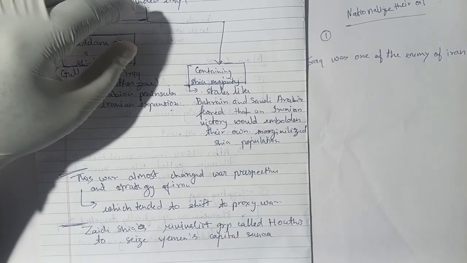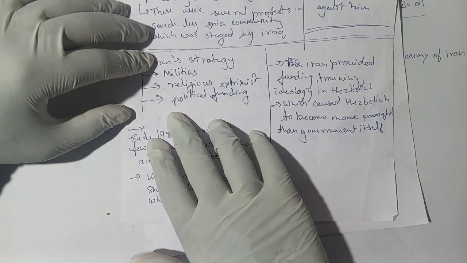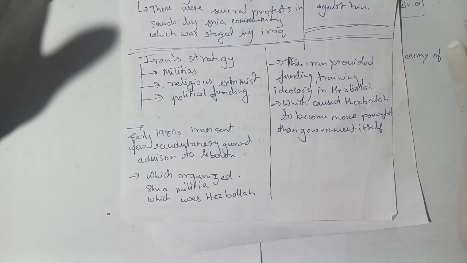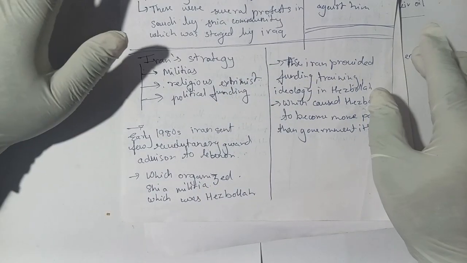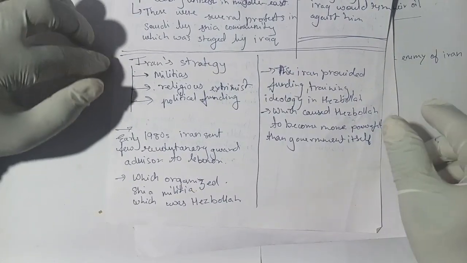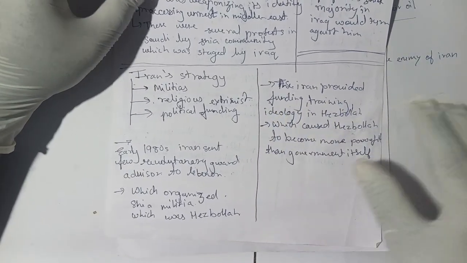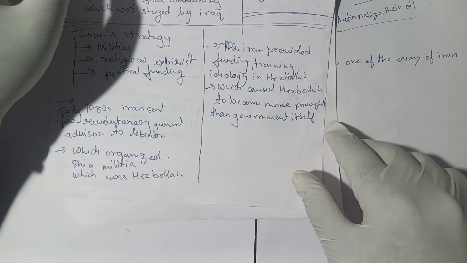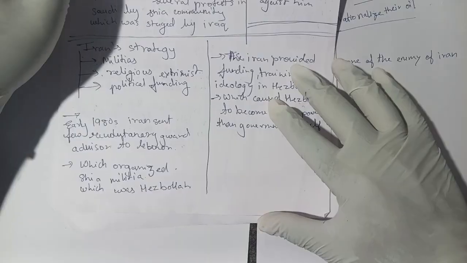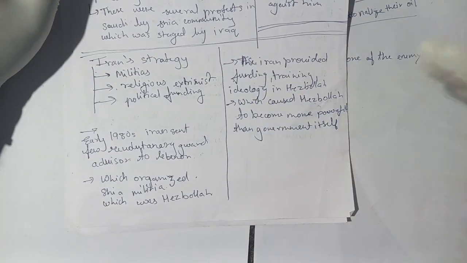Moving on, we have Iran's strategy: militias, religious extremists, and political funding. These are the three core factors which Iran uses today for proxy war. Let's understand a few points first. Iran provided funding, training, and ideology to Hezbollah, which caused Hezbollah to become more powerful than the government itself in Lebanon. Few people may know that the Lebanese army is smaller than Hezbollah's army.